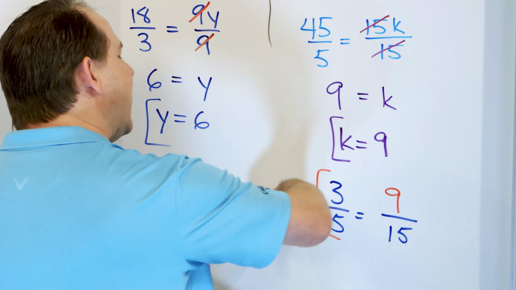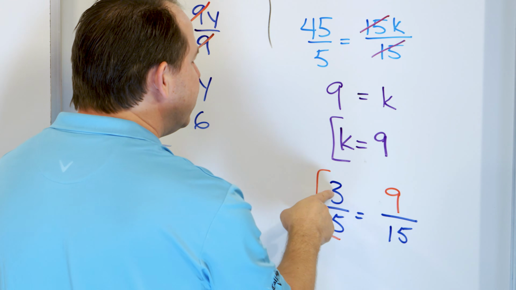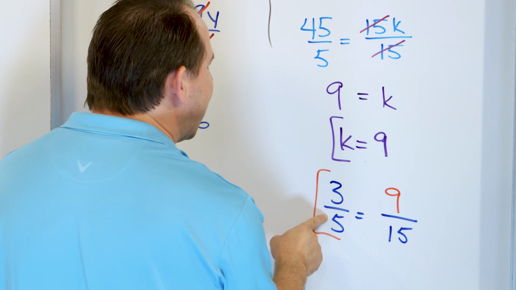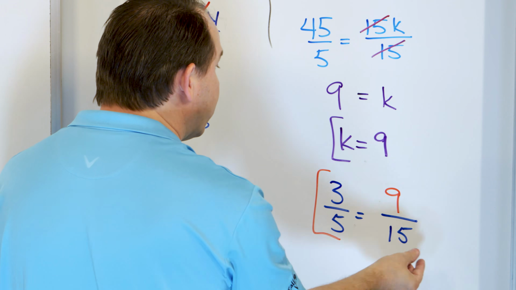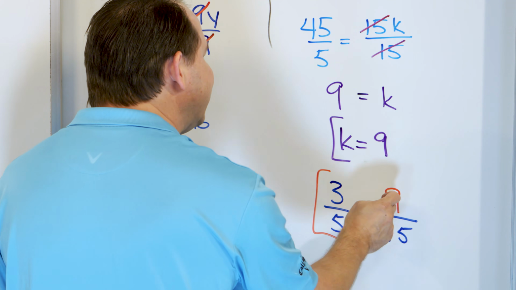And if you simplify and go backwards, divide by 3, you get 3. Divide by 3, you get 5. So these are equivalent, they are the same, and so the 9 is the only number that goes there to make that happen.